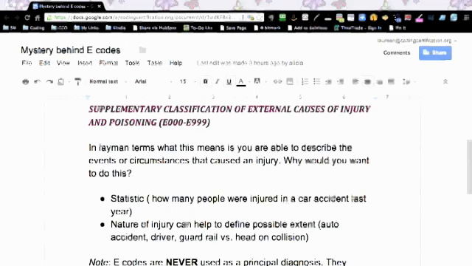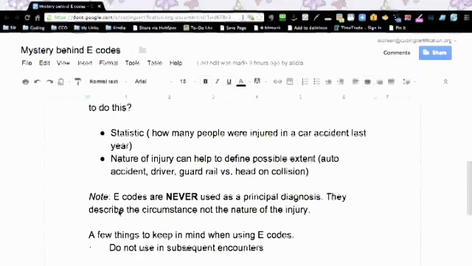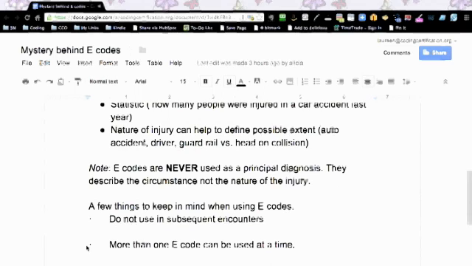For one thing, a lot of people forget that coding originally was set for statistics. That's why we know how many people have a certain type of cancer in a specific area in a given year. Now, statistic-wise, think about this. How many people were injured in a car accident last year? Because there's e-codes specifically for car accidents. You can even break it down with e-codes and fine-tune it a little bit more.